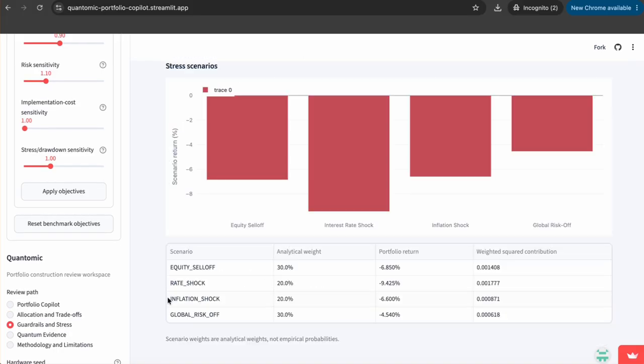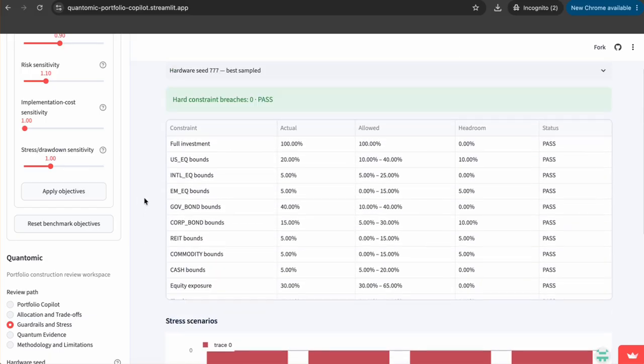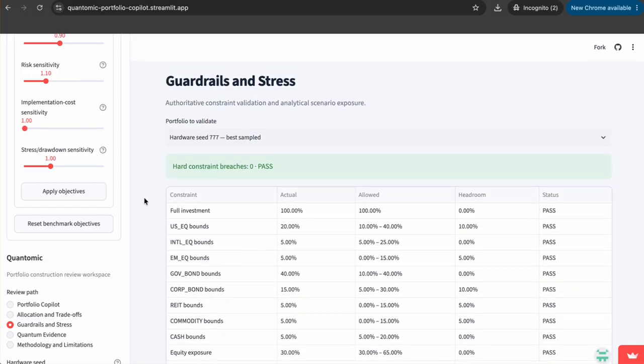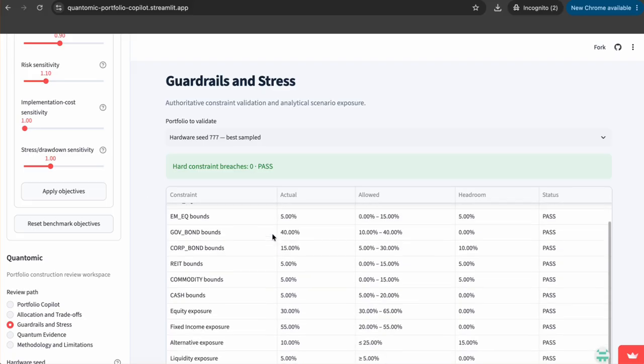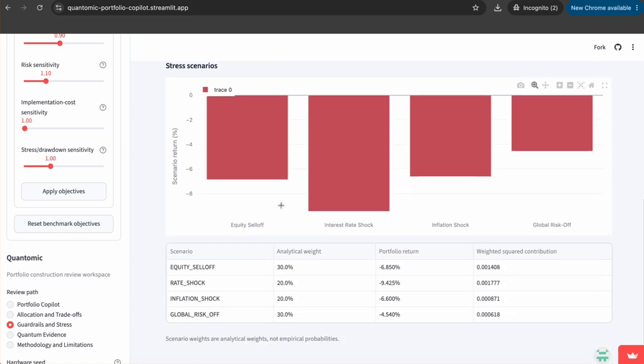And let's look at the guardrails and stress. Before accepting any portfolio, the platform checks hard guardrails such as allocation limits, budget, and diversification. It also tests how the portfolio may behave under difficult market conditions such as rate shocks or equity declines. And the selected portfolio has zero hard rule breaches.